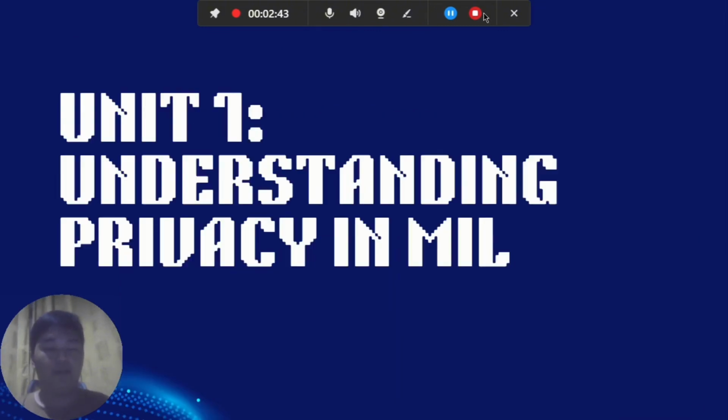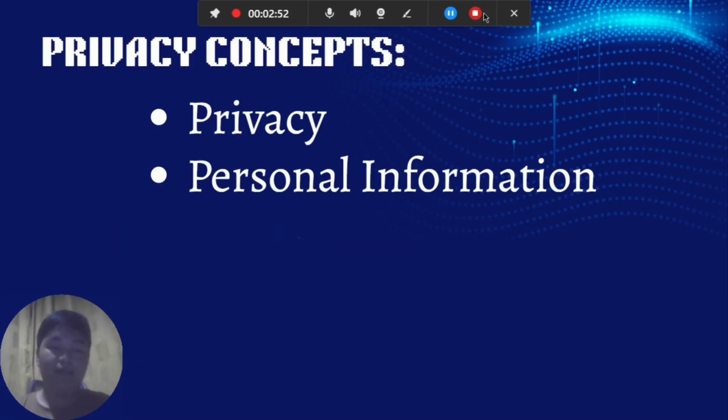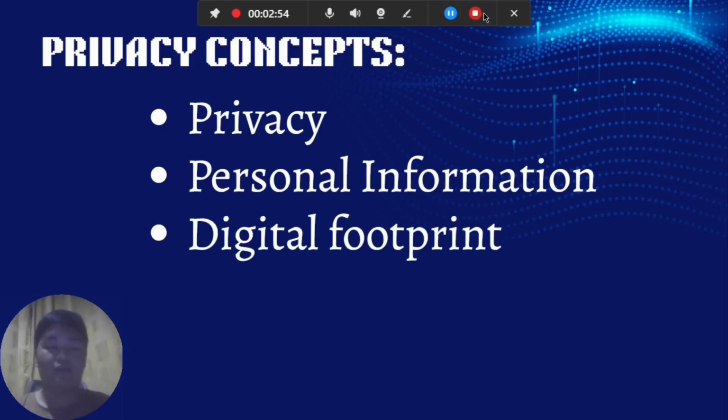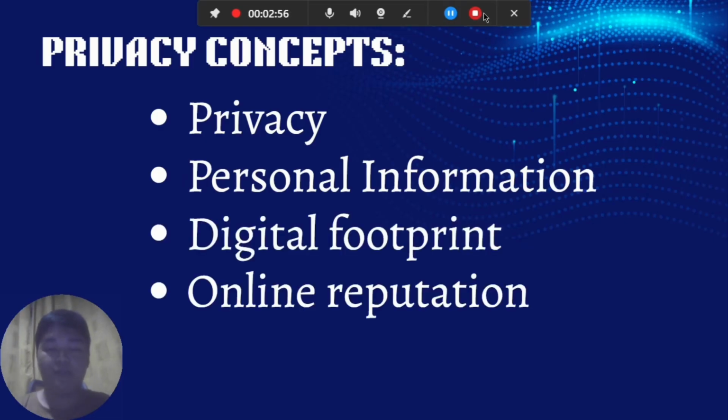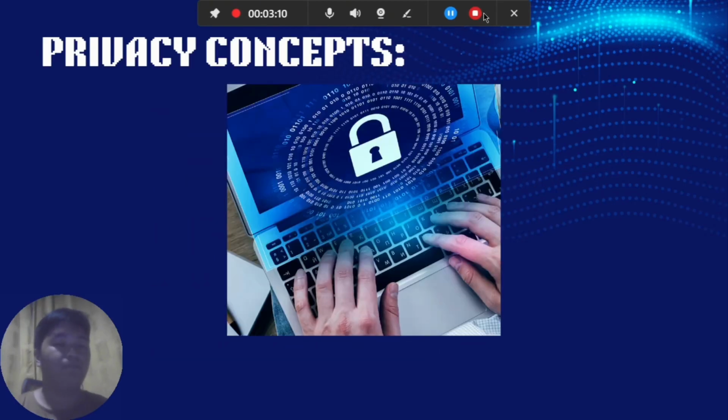Now, in Unit 1, in order to understand privacy in MIL, we first have to know the concepts of privacy. These are, first, privacy, personal information, digital footprint, online reputation, and lastly, privacy settings. Now, in the following slides, I will project an image, and you will have to guess which of these five concepts that image represents. So, let's start. What does this image represent?